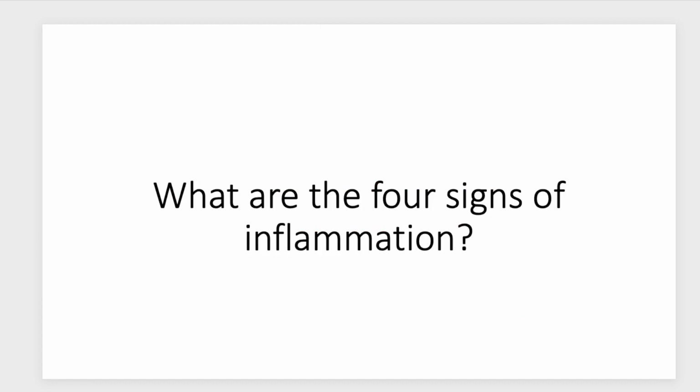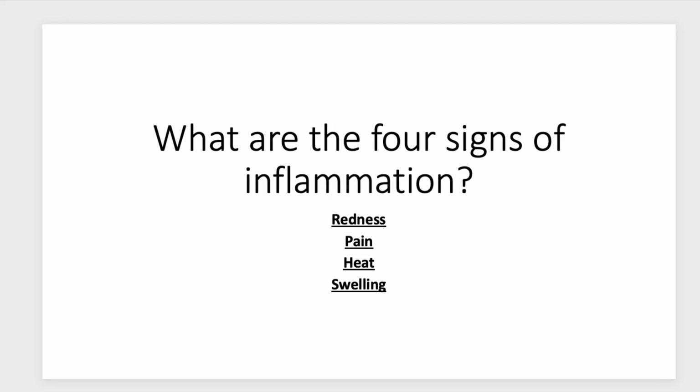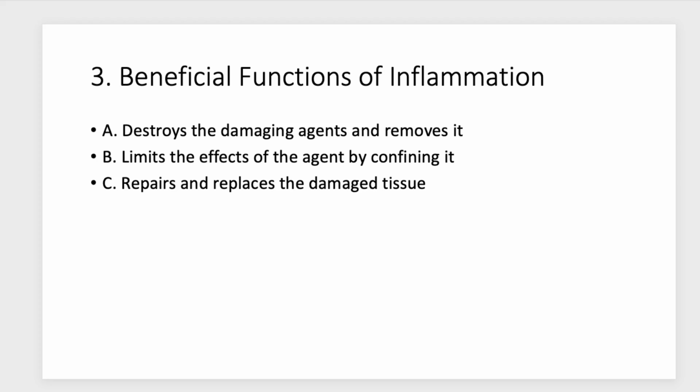So the four signs of inflammation are going to be redness, pain, heat. So we'll see a temperature increase, and that will be important for the porosity of the vascular tissue in that area. And then we'll see swelling. And all of these are actually useful signs of inflammation that actually help us fight off an infection.